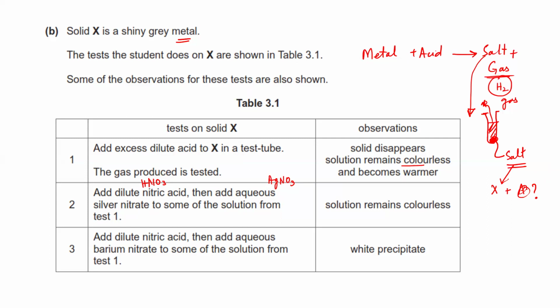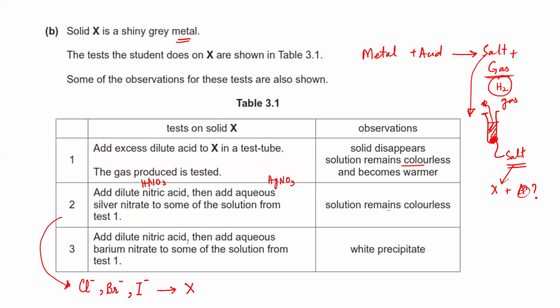Okay. So just ask yourself what exactly they're testing for. If you go and check your answer booklet at the end, you'll find out that this test is generally used to check for chloride ions, bromide ions, or iodide ions. The solution remains colorless, so we don't see any precipitation. It means that these ions are not present.